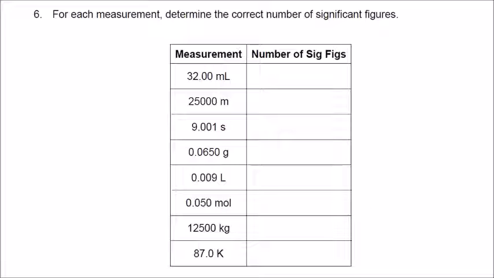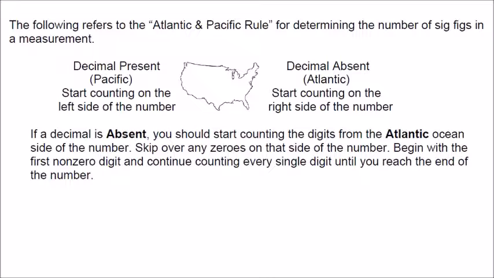In number 6, you have to determine the number of significant figures for each measurement. Let me remind you about the Atlantic and Pacific rule. First, if a decimal is absent, you should start counting the digits from the Atlantic Ocean side of the number, which is the right side. Skip over any zeros on that side and begin with the first non-zero digit and continue counting every single digit from that point on until you reach the end of the number.